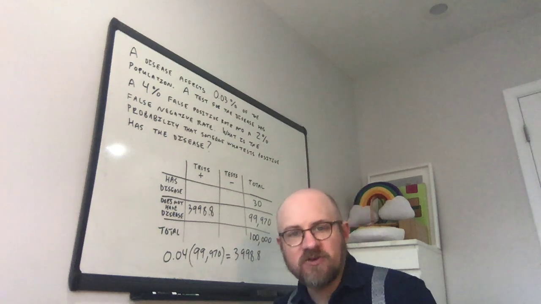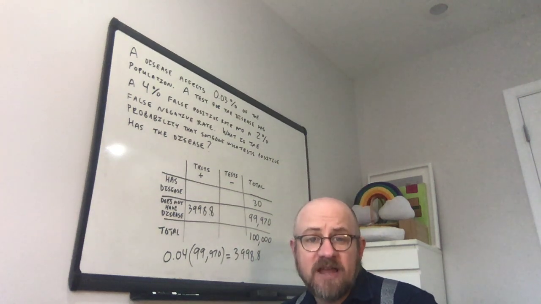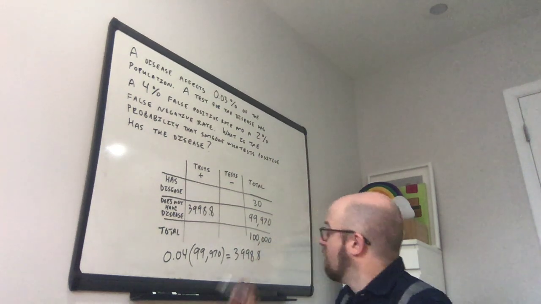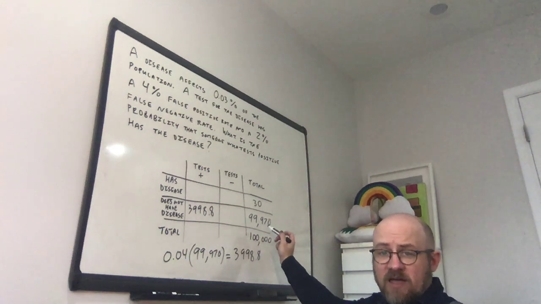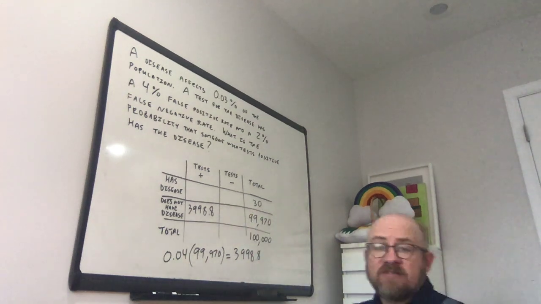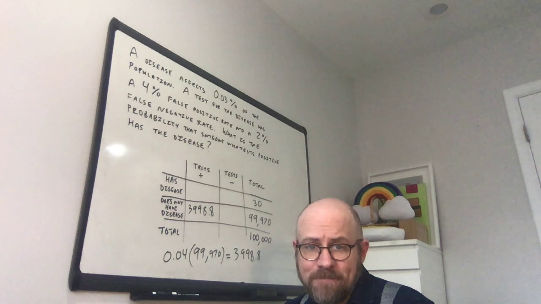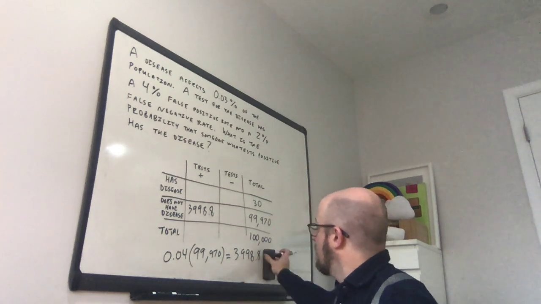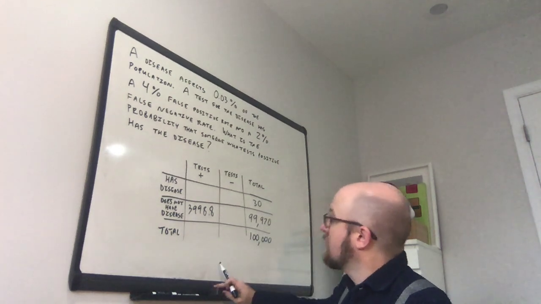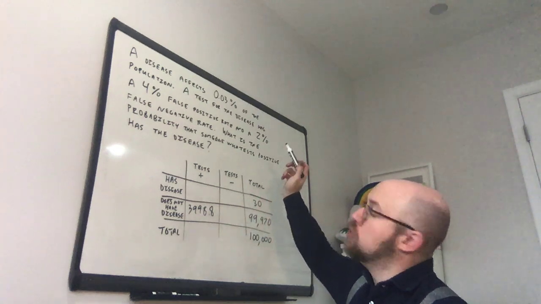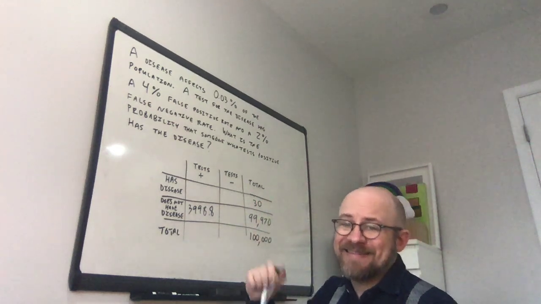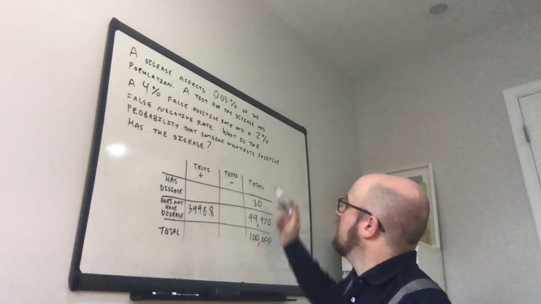98.8. Make sure my numbers agree. So 3,998.8 people, 4% of those 99,970, test positive for the disease. Similarly, the false negative rate is the percentage of people who do have the disease but test negative. And so that's 2%.